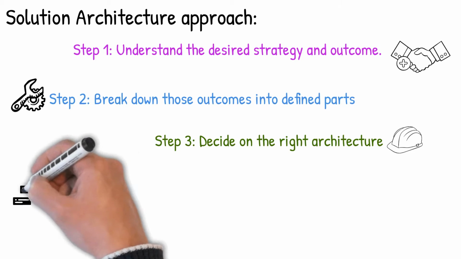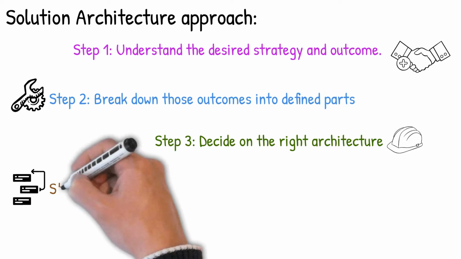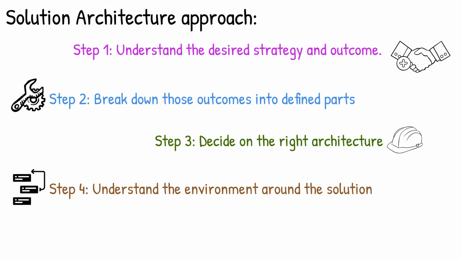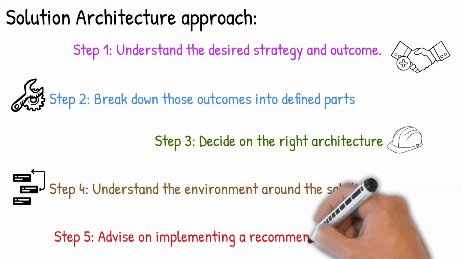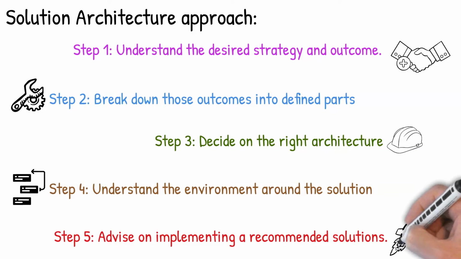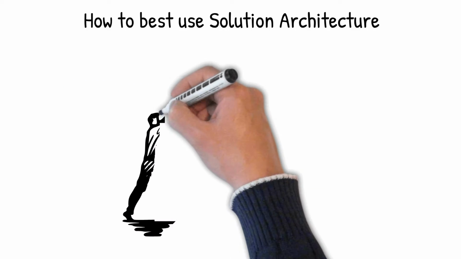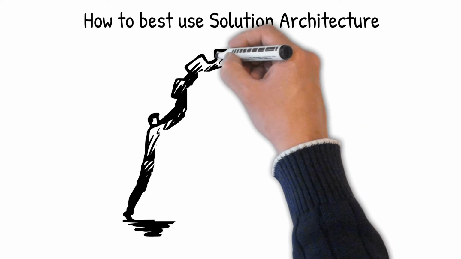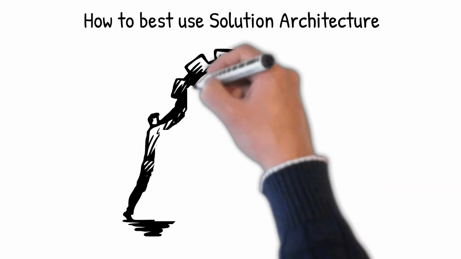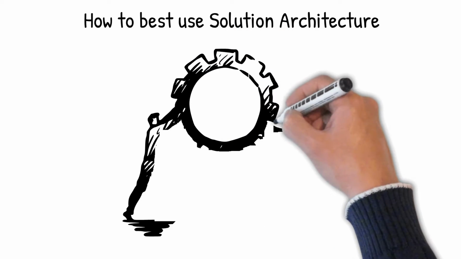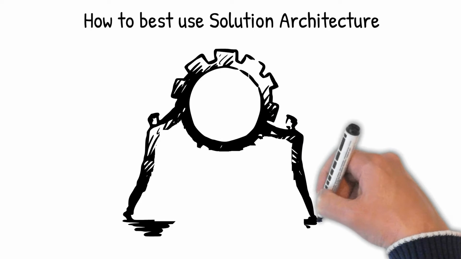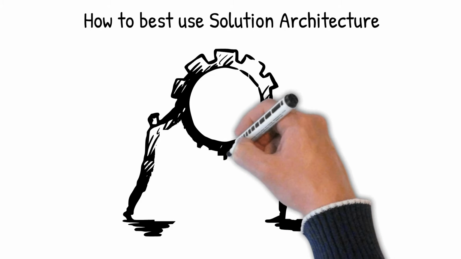Step 4. Understand the environment around the solution, including the software, hardware, user interactions, integrations, and interfaces. Step 5. Advise project teams on implementing their recommended solution. How to best use solutions architecture. A good solutions architecture puts specifications in place with a well-defined solution, which helps us to deliver and accomplish the final product, along with smooth product operability after launch.